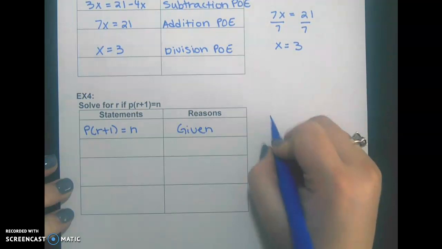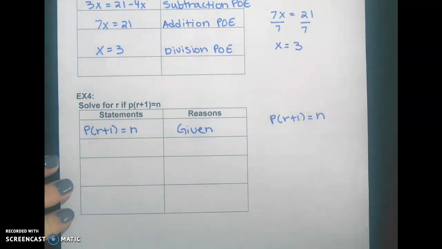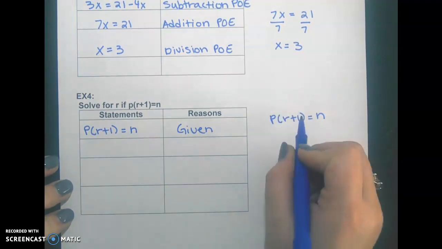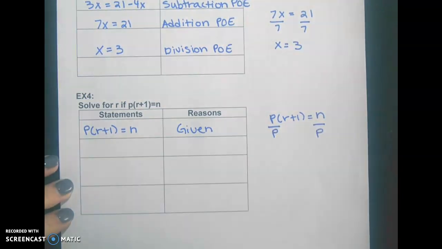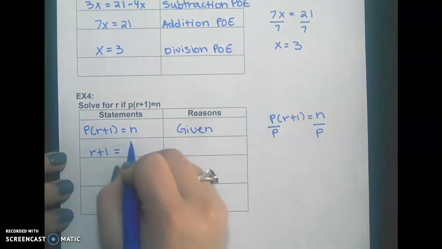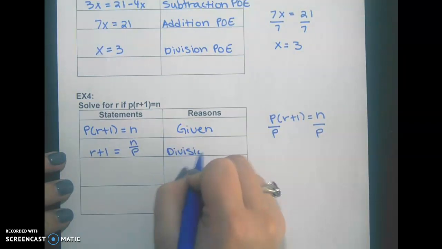Now, again, if this were an algebraic expression that I was trying to solve, and I'm getting r by itself, what I need to do first is get rid of this p. And because it's being multiplied, in order to get rid of it, I need to divide on both sides. And I'm going to get that r plus 1 is equal to n over p because of the division property of equality.